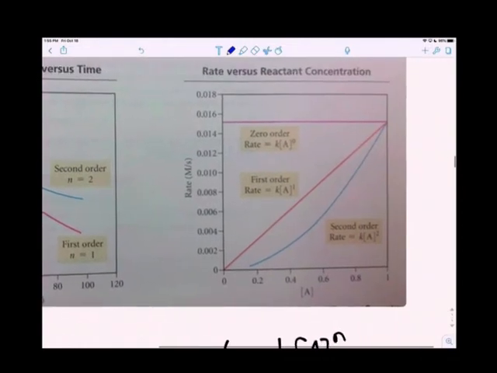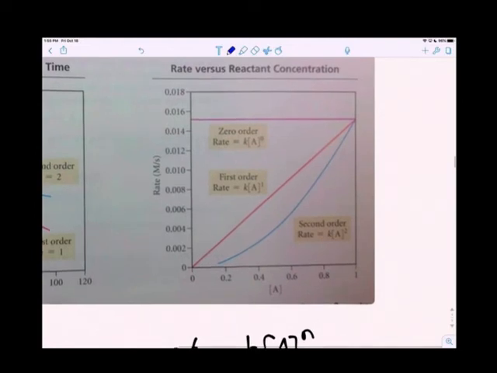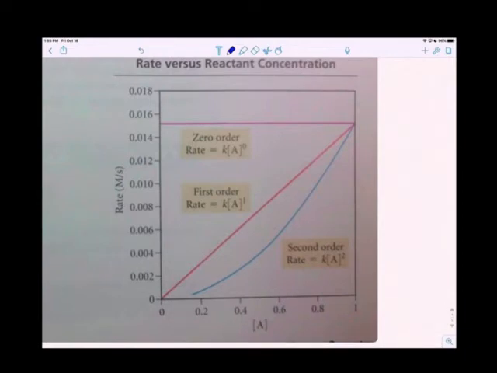And then the rate versus the concentration, so it's actually the derivative. For a zero order, the derivative of a line is a constant, so that's a constant there. If you don't understand the calculus, that's okay. The derivative of a parabola is a straight line, so the rate versus concentration is a straight line for first order, and it's a parabola for second order.